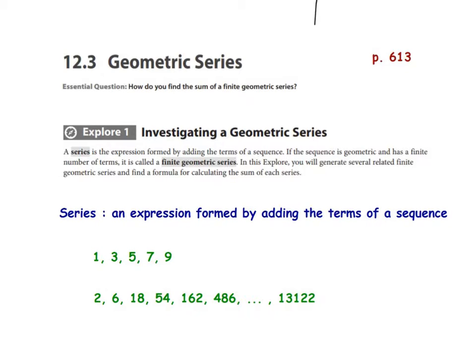Let's first go ahead and define what is a series. We've been talking about sequences, and now suddenly we have what's called a series. A series is simply an expression formed by adding the terms of a sequence. So here's an example of a sequence: 1, 3, 5, 7, 9. If we add all these terms together, then it becomes a series.